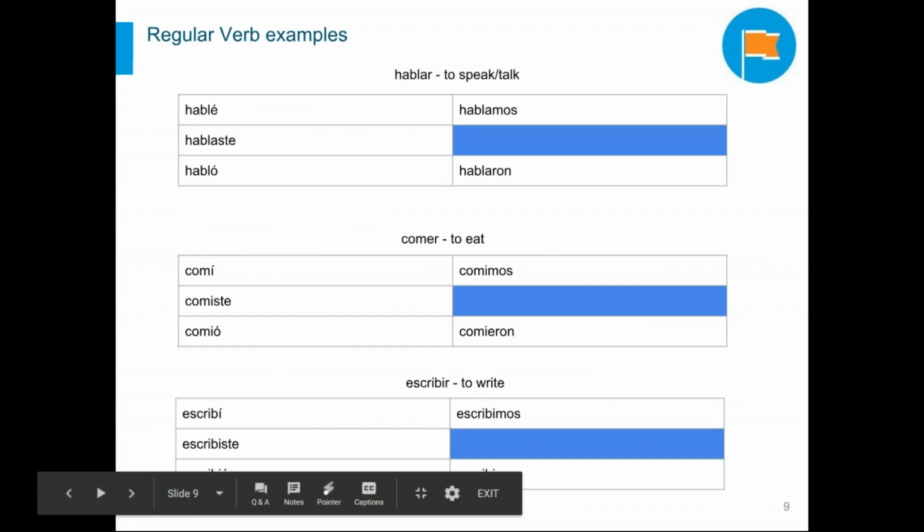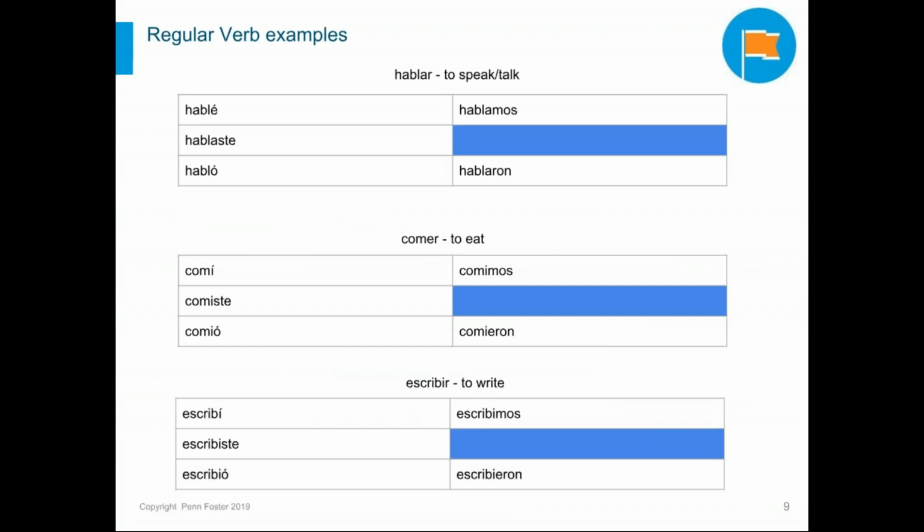Okay, so on this slide you see a few examples of regular preterite tense verbs conjugated. AR, ER, and IR in that order, with the examples hablar, comer, and escribir. The top one should have its own set of endings that we saw on the left side of the previous slide. And the middle and the bottom, comer and escribir, since they're ER, IR verbs, share that one set of endings different from the previous verb. Those would be the endings we saw on the right side of the previous slide.